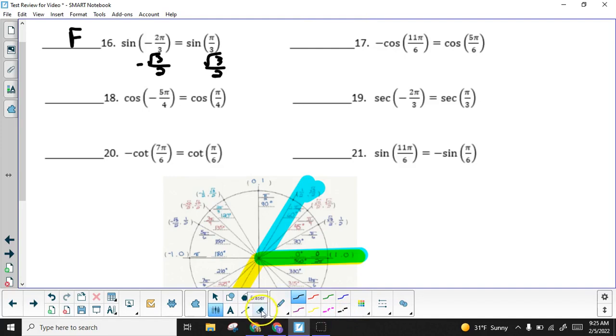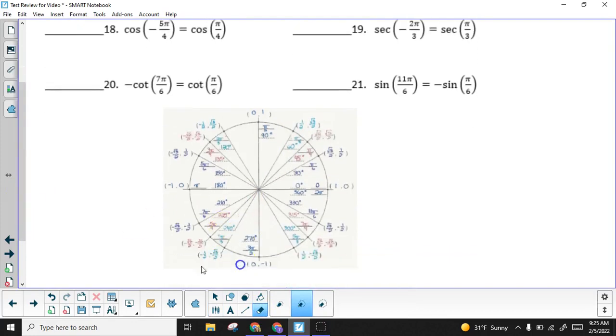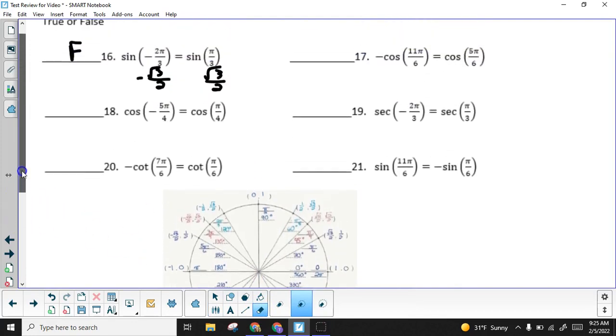Okay, for our next problem, I'm going to erase these colors that I drew right here and take a look at our next problem. Number 17, the opposite of the cosine of 11 pi over 6, comparing it to the cosine of 5 pi over 6. Now, important to note that the negative means we want to look for the cosine of 11 pi over 6 and then take the opposite value from that.